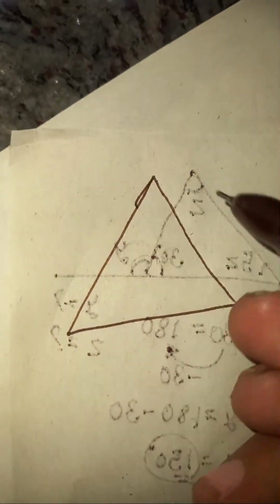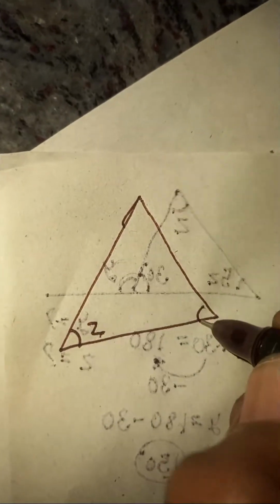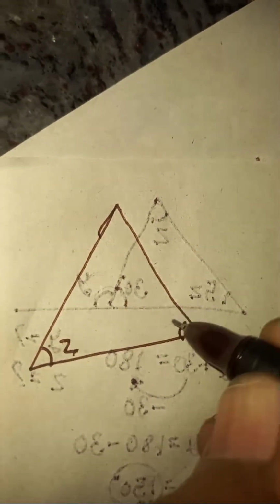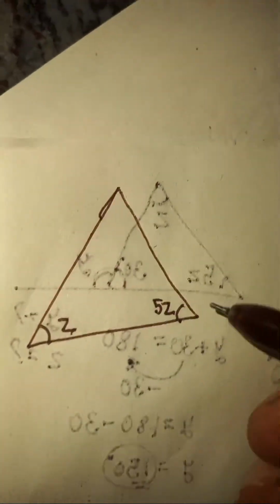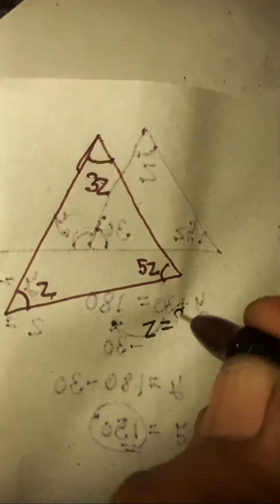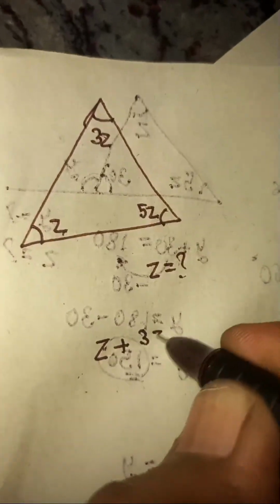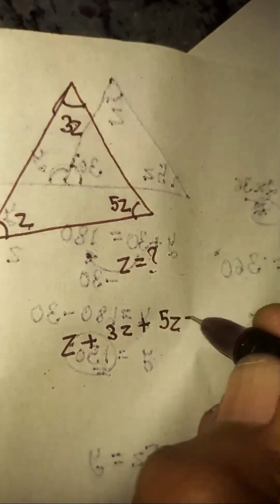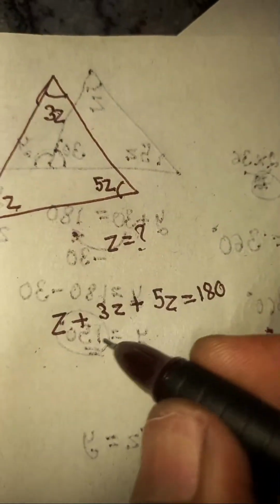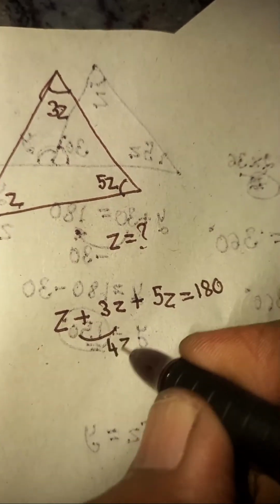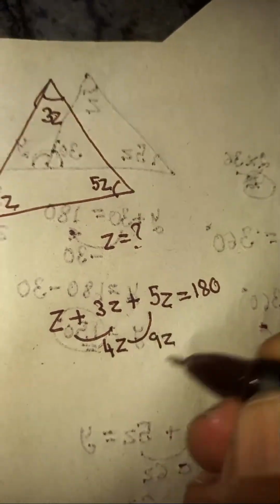At last I am going to do a final triangle problem. In this triangle, they have given this angle as z, this one 5z, and this angle, which is equal to how much? This is equal to 3z, and find the value of z. Here you can do it in the same way. z plus 3z plus 5z equal to 180 degrees. z plus 3z is 4z. 4z plus 5z is 9z.